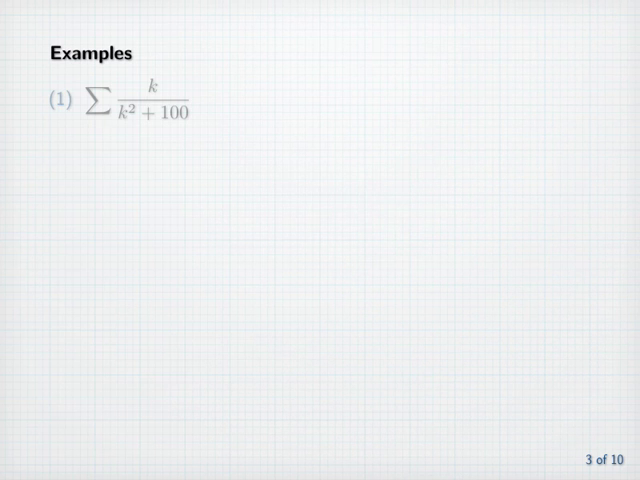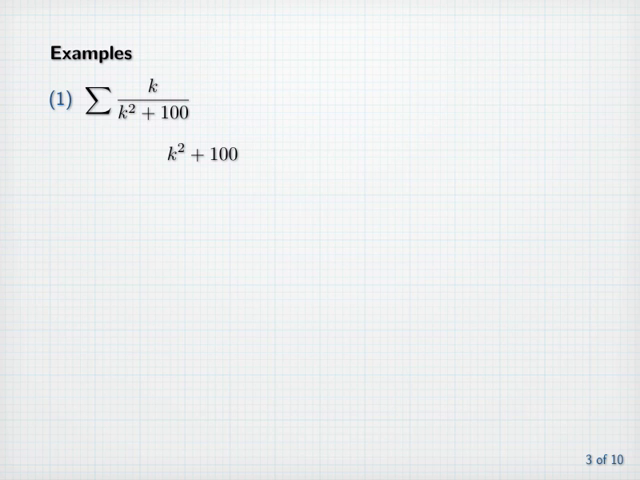Now let's look at a few examples. First, let's consider the sum of k divided by k squared plus 100. What we want to do here is to estimate the kth term either from below by the kth term of a divergent series or from above by the kth term of a convergent series. The key here is the estimation of the denominator k squared plus 100.